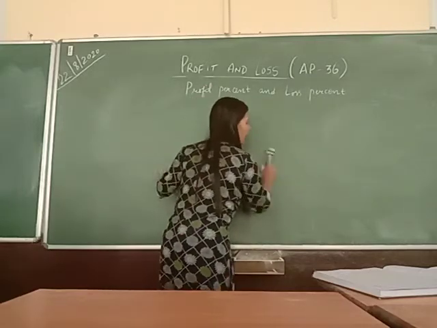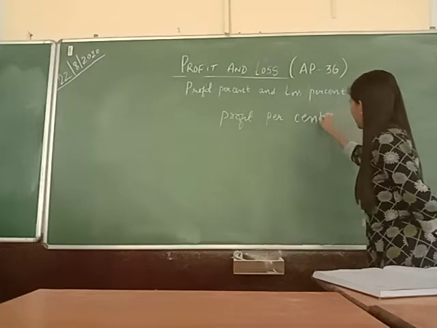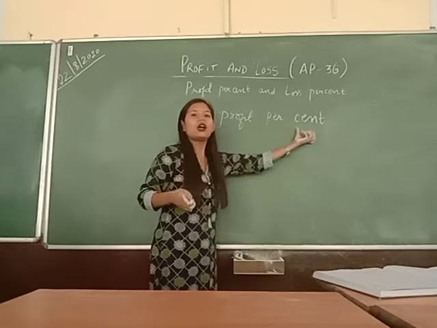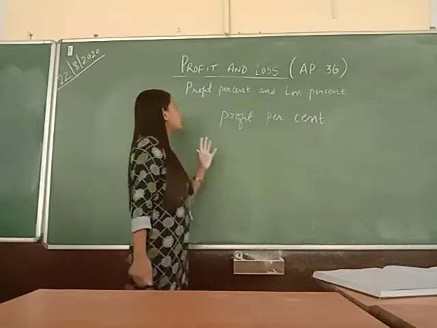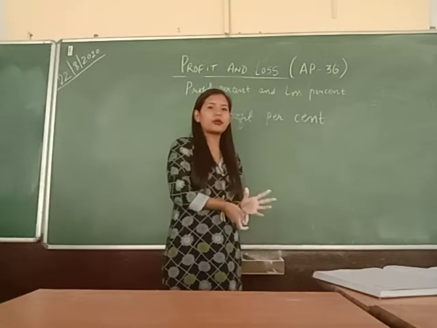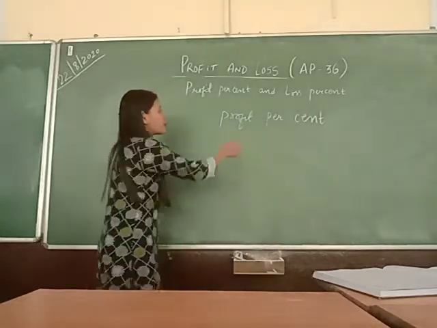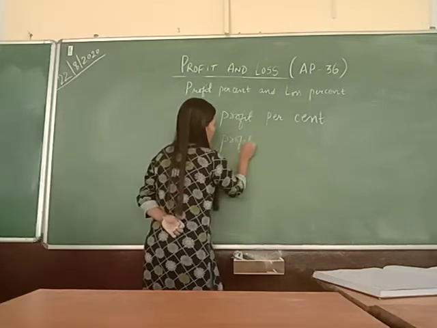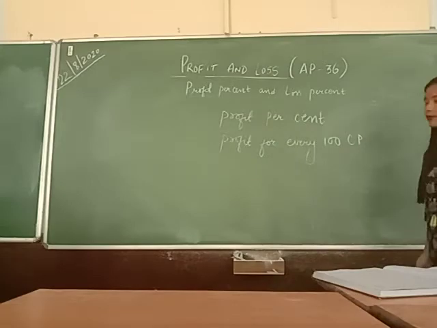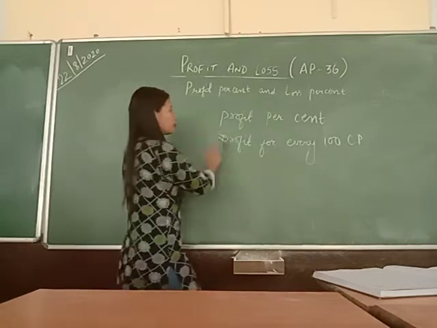Here we are trying to find the profit percent. Actually we are trying to find the profit for every 100. For every 100 what? For every 100 cost price. Children, here I would like to make a note that profit and loss is always calculated over cost price, because cost price is the price that is invested, out of which we want to be at either profit or a loss. So profit percent means profit for every 100 cost price. We are trying to find the profit for every 100 rupees cost price.